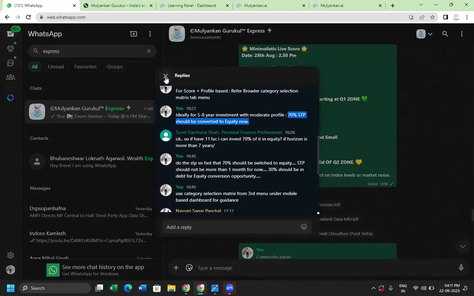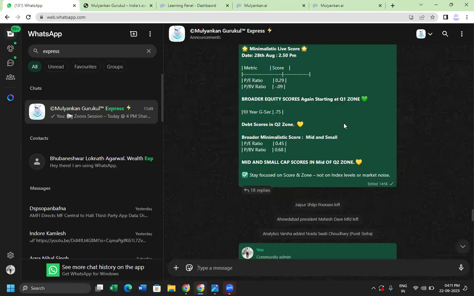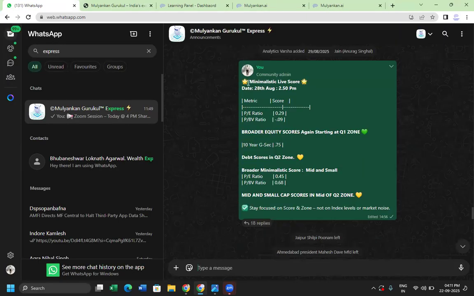Everything is transparently provided in the dashboard also. Even if you're not going through the dashboard, if something important happens in the market, we share the live market alert in the form of scores. Please go through the scores in live form, which we share in Express Community. Now the second question comes. After the score, we also share the zone. What are this Q1 zone and Q2 zone? What are these zones?